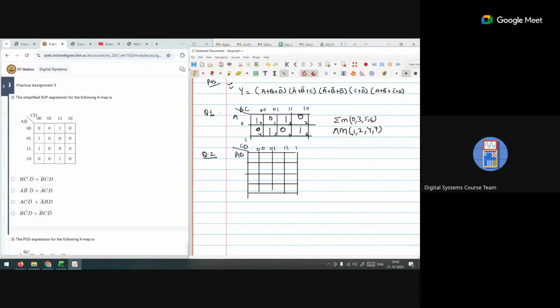0, 0, 0, 1, 1, 1, 1, 0. Here 1, here 1, 1, and 1. So one group is this one, and one group is this one. So Y, if you are talking about this group, is B C bar D bar. Now you can check the options given in SOP, so we have to represent only in SOP form. Plus B bar CD.